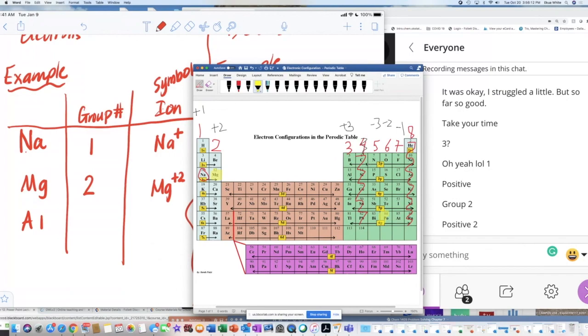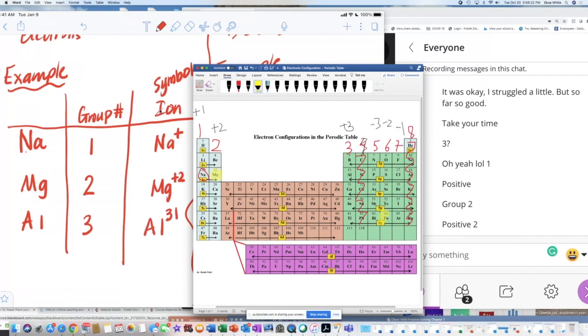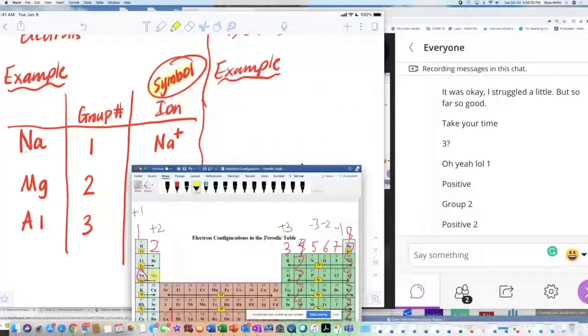So we move over to aluminum. Aluminum is in group 3. Its charge is +3, but the symbol of the ion, or the ion symbol, is Al3+. Okay, so it's important to make sure you understand the symbol or you will pick the wrong answer. Okay, so that's it for that part.